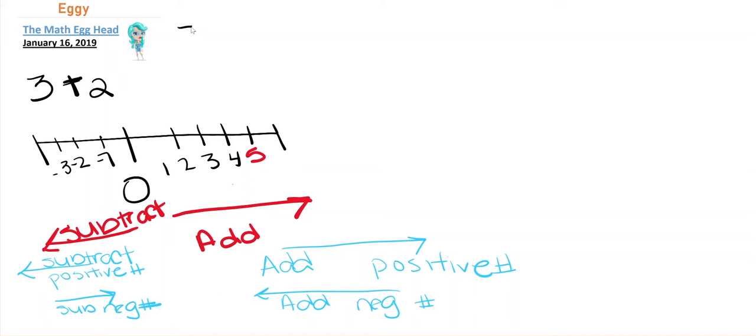So let's start with another problem. I'm just going to write quickly on the corner so that we don't lose track, okay? So we already did 3 plus 2. Now, let's do 3 plus negative 2.